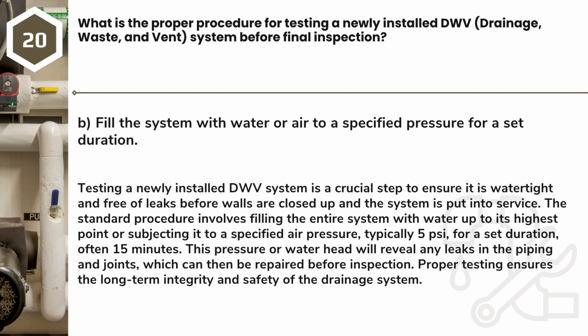The standard procedure involves filling the entire system with water up to its highest point or subjecting it to a specified air pressure, typically 5 psi, for a set duration, often 15 minutes. This pressure or water head will reveal any leaks in the piping and joints, which can then be repaired before inspection. Proper testing ensures the long-term integrity and safety of the drainage system.